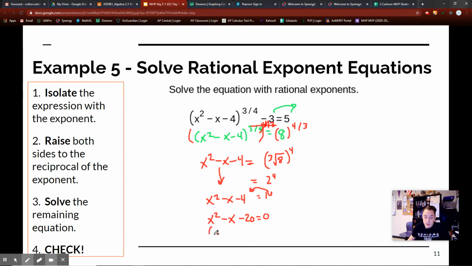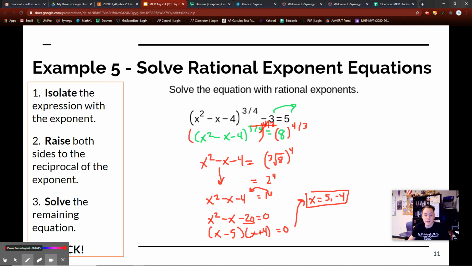Now I can do my basic template right here. I need factors of negative 20 that somehow, some way add up to negative 1, the negative 1x. That's just going to be minus 5 and positive 4. Minus 5 times positive 4 gives me negative 20, but negative 5 plus 4 gives me negative 1. So my answer is x equals 5 and minus 4. Those are my answers. Okay.